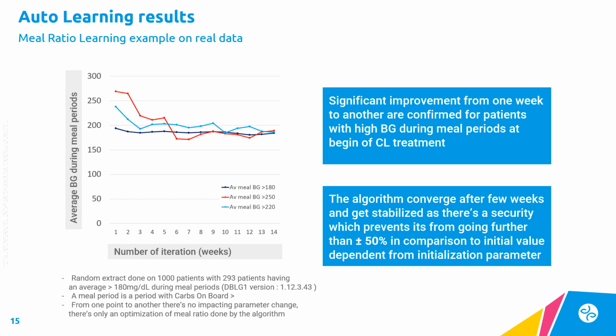What we can see here is a significant improvement, especially for patients that start with a very high average blood glucose level during meal period, usually linked to a bad initialization. The algorithm gets stabilized after a few weeks. It's also linked to the fact that it can't go further than plus or minus 50% in comparison to the initial value.